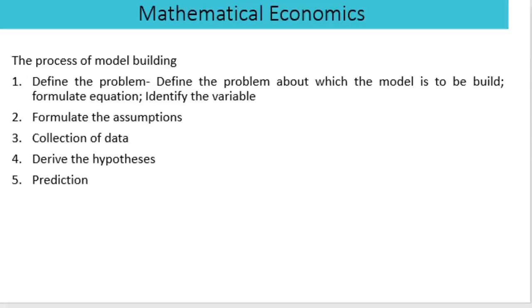Then the process of model building is explained here. This includes: first, define the problem about which the model is to be built, formulate equations, identify the variables. Second one, formulate the assumptions. Third one, collection of data. Fourth one, derive the hypothesis. Fifth one, prediction. These are the various processes of model building: define the problem, formulate the assumptions, then collect the data, derive the hypothesis, and make the prediction.